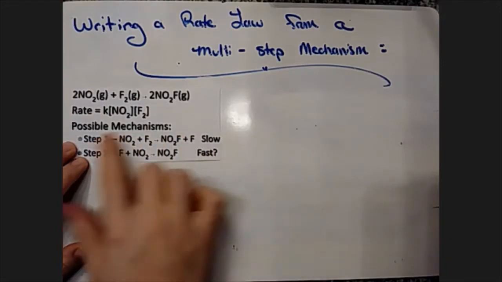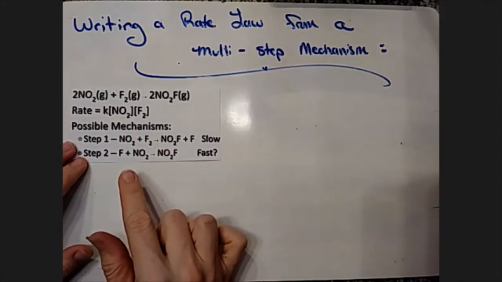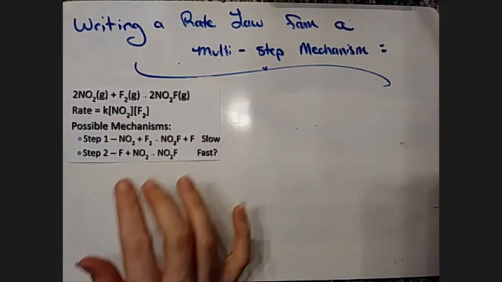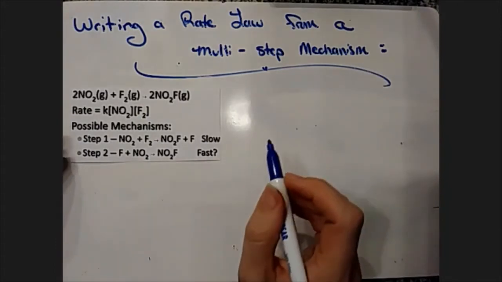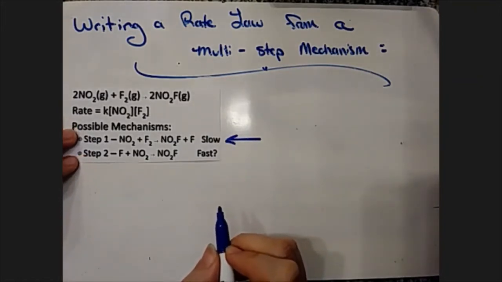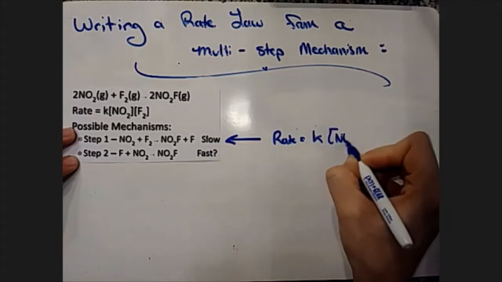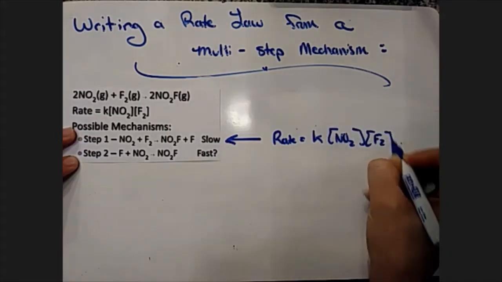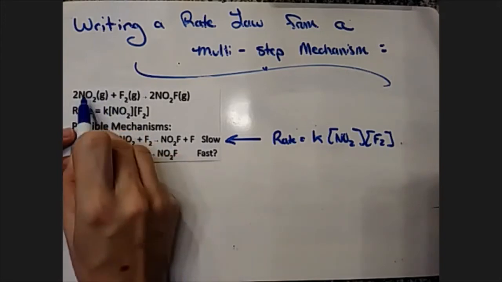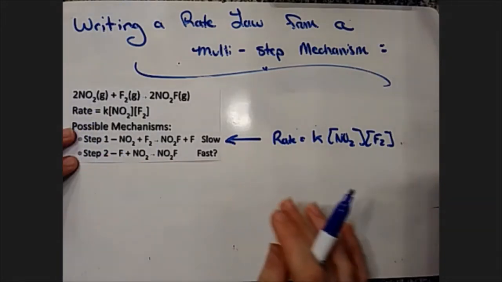Oftentimes you're provided with a mechanism and you're simply asked, is this mechanism consistent with the observed rate law? In other words, could you write this exact rate law from this mechanism? Well, let's find out. Let's write the rate law directly from this mechanism. Again, what you want to do from a multi-step mechanism is write it directly from the slow step. This is the rate determining step. In this case, rate would equal k times NO2 times F2. What's lovely is that my slow step is my first step, which means both of these materials are reactants in the overall chemical process. I don't have any intermediates, so I don't have to do anything fancy.